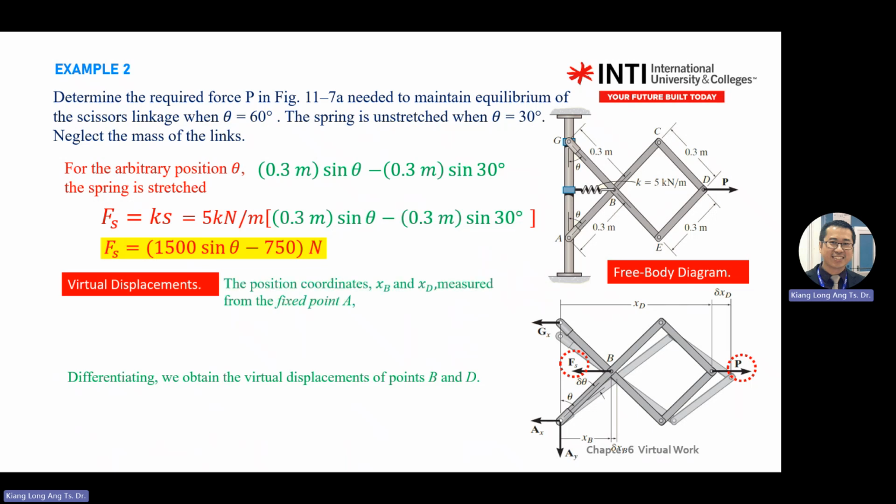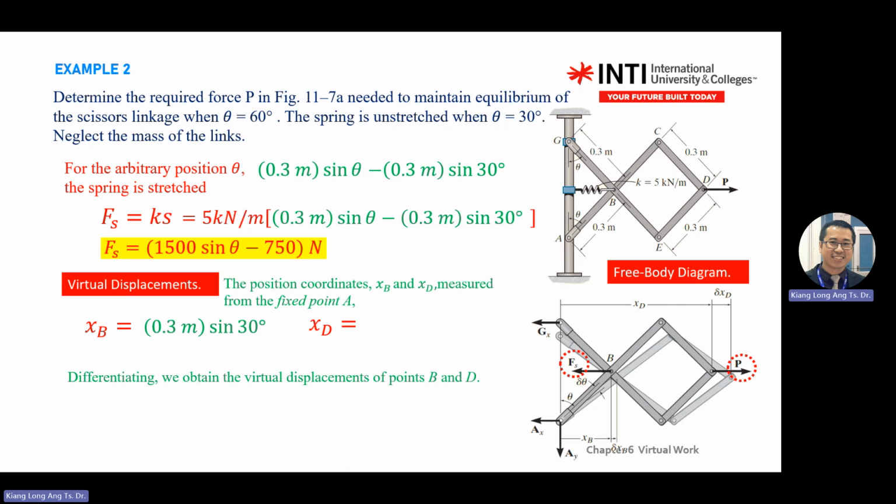The virtual displacement of xB. So this one we already calculated. xB equal to 0.3 sine theta by using this formula. xD is also the same. xD is from here to here.